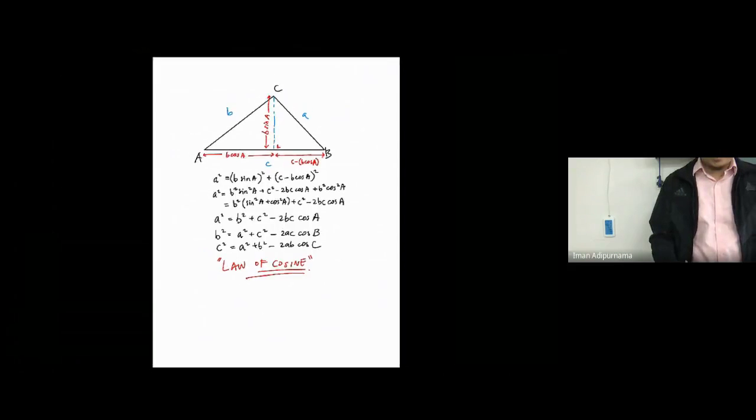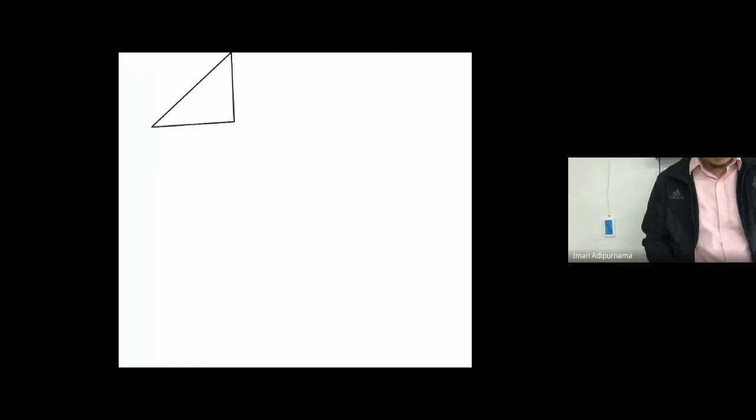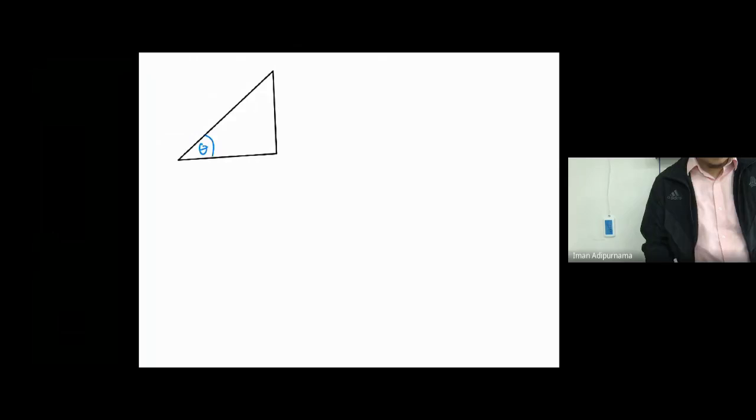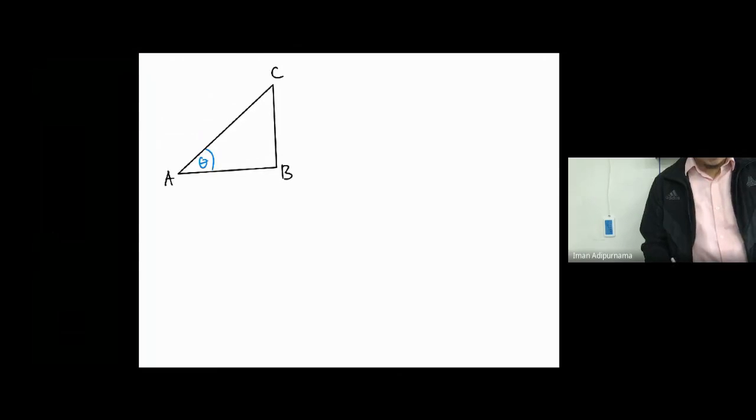Okay, and I forgot to start with the easiest proof for this trigonometry. Let's say A, B, C, and this is angle theta. Let me write: sine theta is A over B, cos theta is C over B, and tangent theta will be A over C.